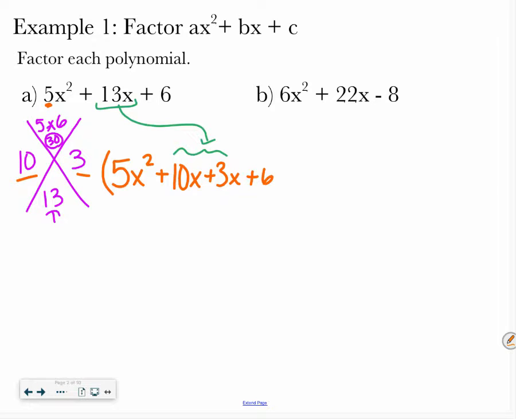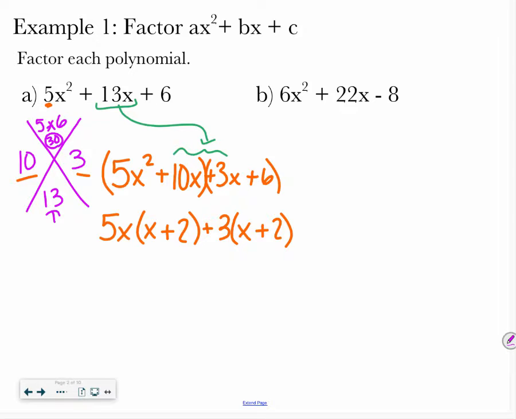So now I look and I can start factoring based on what's in parentheses. So I put my 5x squared and my 10x together. Those both have a 5x in common. And if I pull that out, I'm left with an x plus 2. And then if I leave myself some space, I can say plus. Then I have 3x plus 6. So if I pull out a 3, I have x plus 2 again.